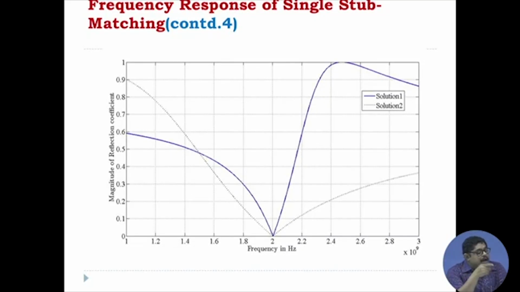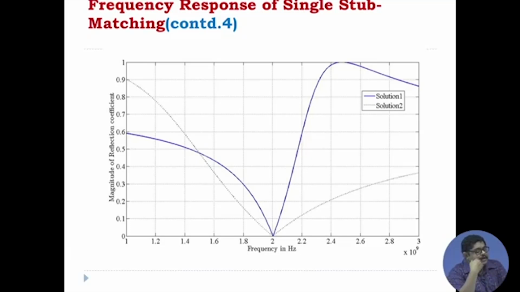So you can plot, and from this you can see that at the design frequency of 2 gigahertz, the reflection coefficient is 0 for both solutions. But when I am nearby, there is some reflection coefficient. So there will be some mismatch there, some power loss. Depending on the application, you can fix how much power loss you are ready to suffer, and based on that you can draw a horizontal line.